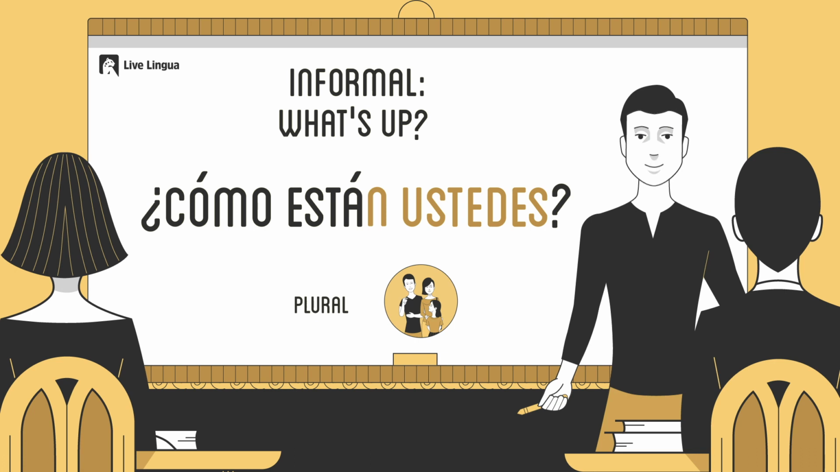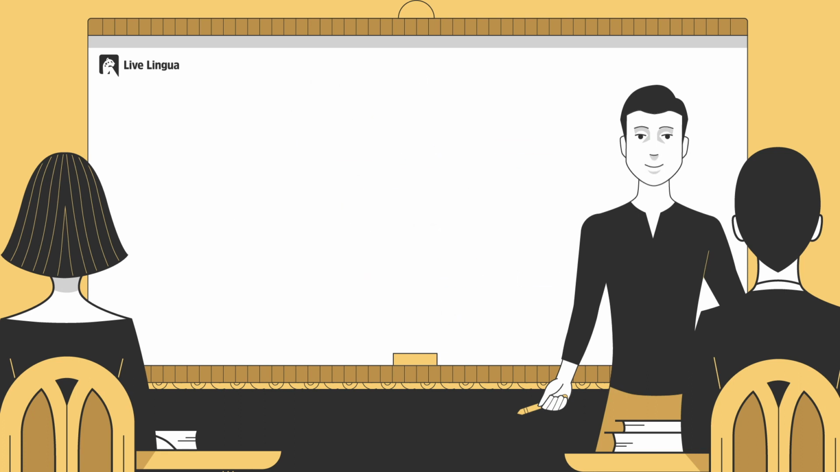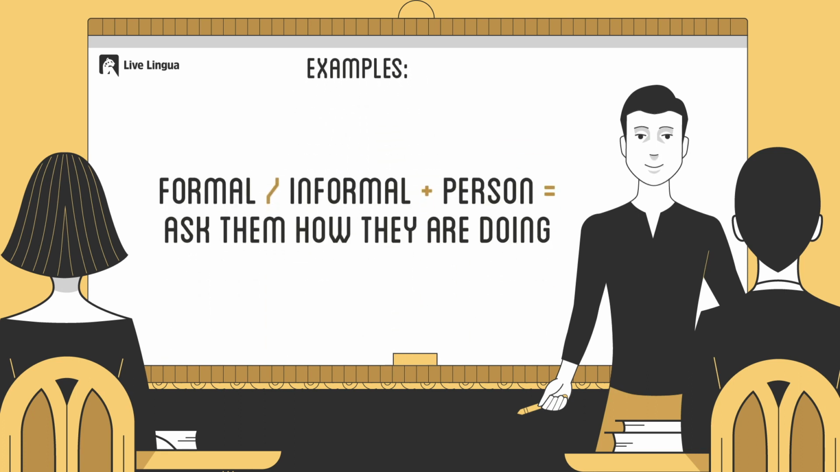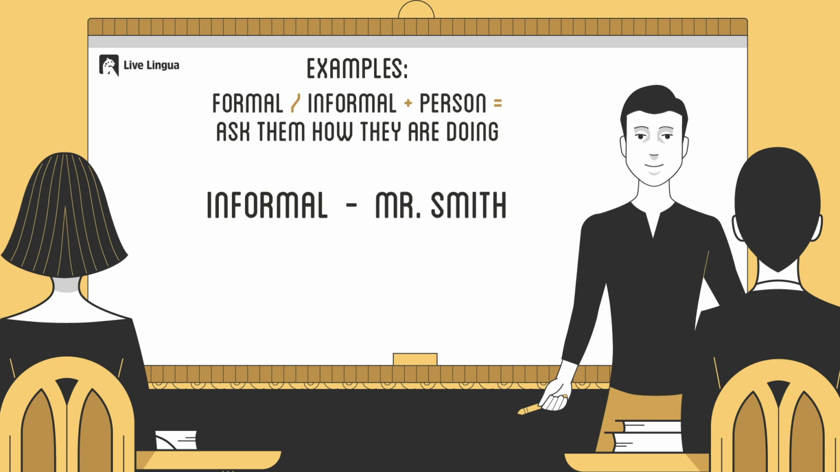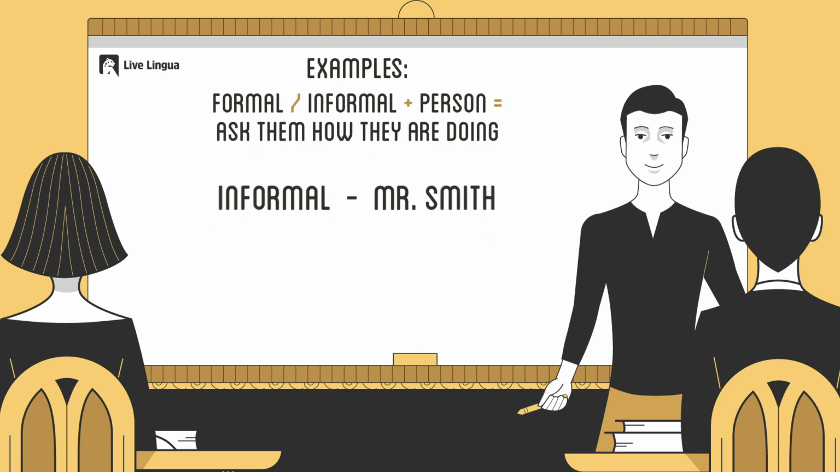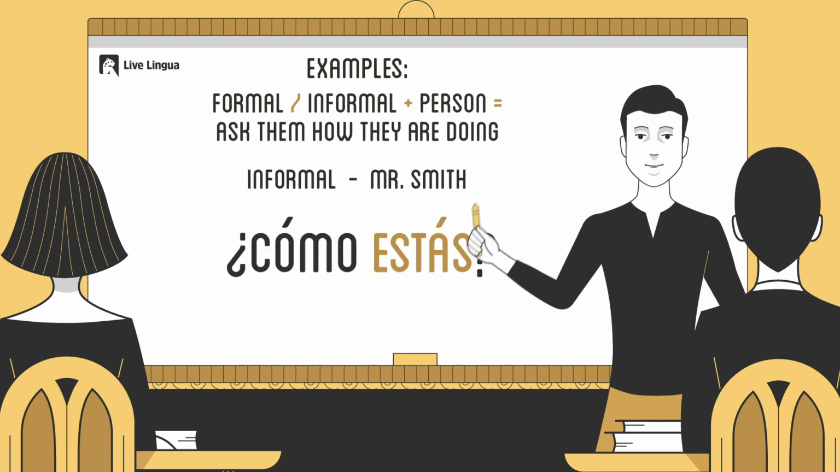So in this exercise, we're just going to practice this so you can kind of get a hang of it. Let me give you some examples. We're going to say whether it's formal or informal in English, and then we're going to give you the person you're talking to. And you just have to ask them how they're doing. So, let's start. Informal, Mr. Smith. What would you say? ¿Cómo estás?